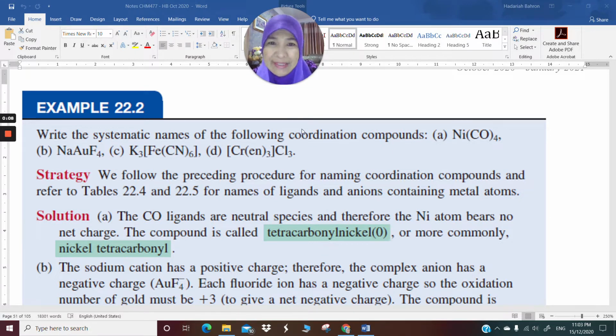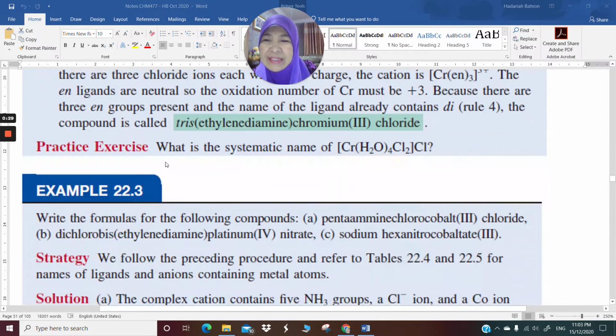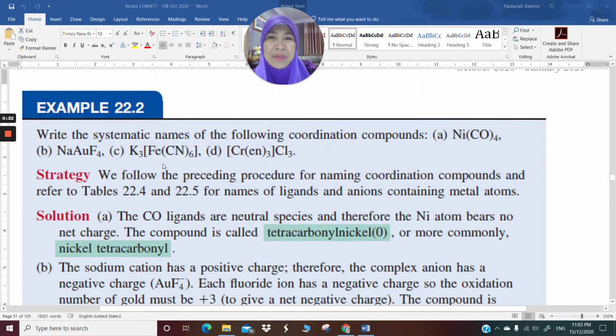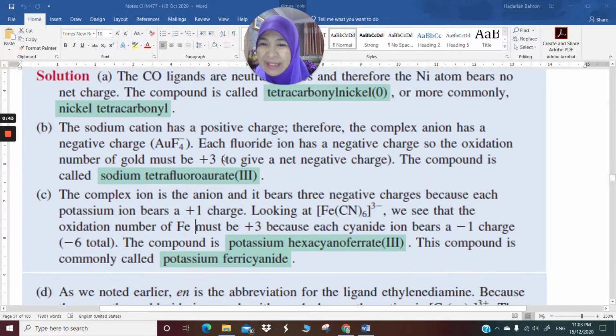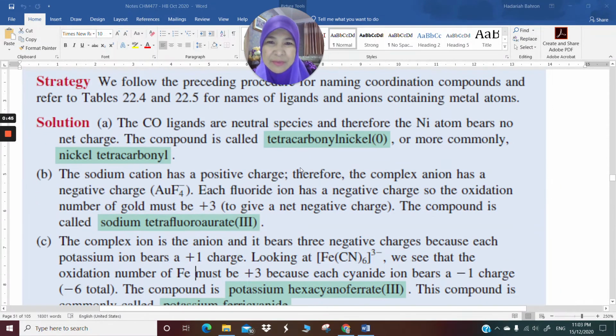So, welcome to my lecture number 12 for CHM477 Inorganic Chemistry. In my lecture 11, I stopped here. And this is at the end of lecture 11, I asked you to go through example 22.2 and example 22.3. I hope you have gone through that, and I hope you understand everything that is explained in this worked example.